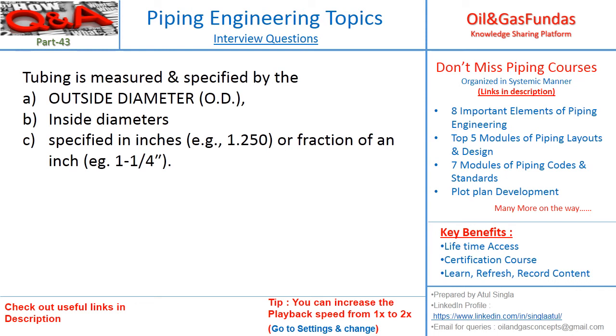Tubing is measured and specified by outside diameter, inside diameter, specified in inches or fraction of an inch. Which statement is true? Correct answer is A and C. Tubes are represented by outside diameter. Inside diameter, no. Statement B is not correct. We always represent tubing by its OD only. But we can specify it in inches or fraction of inches. So A and C are correct statements.